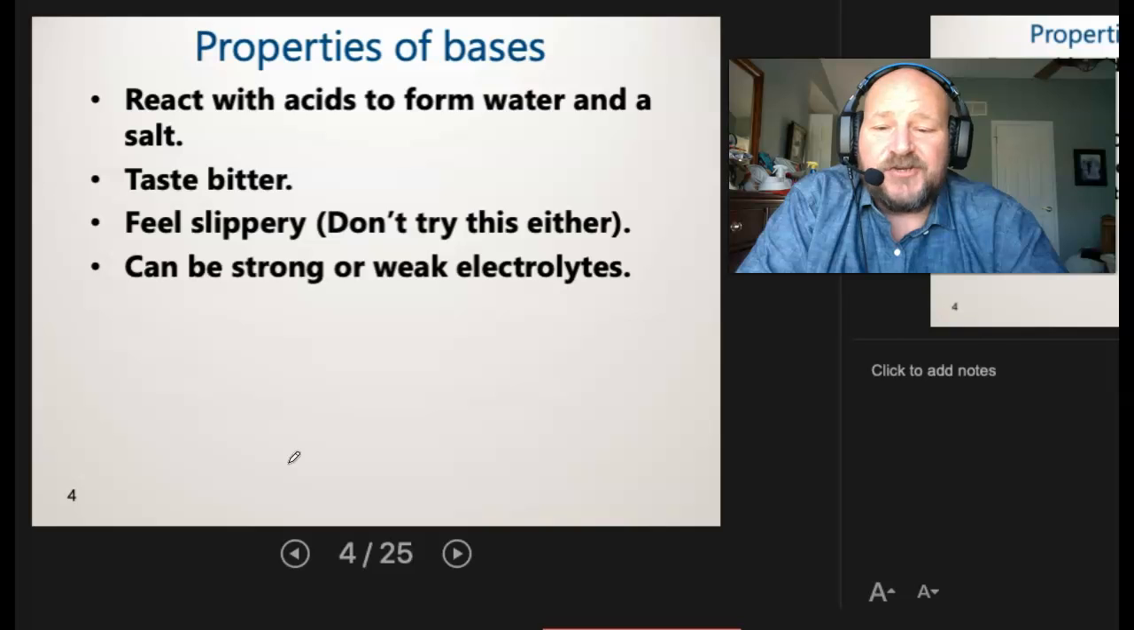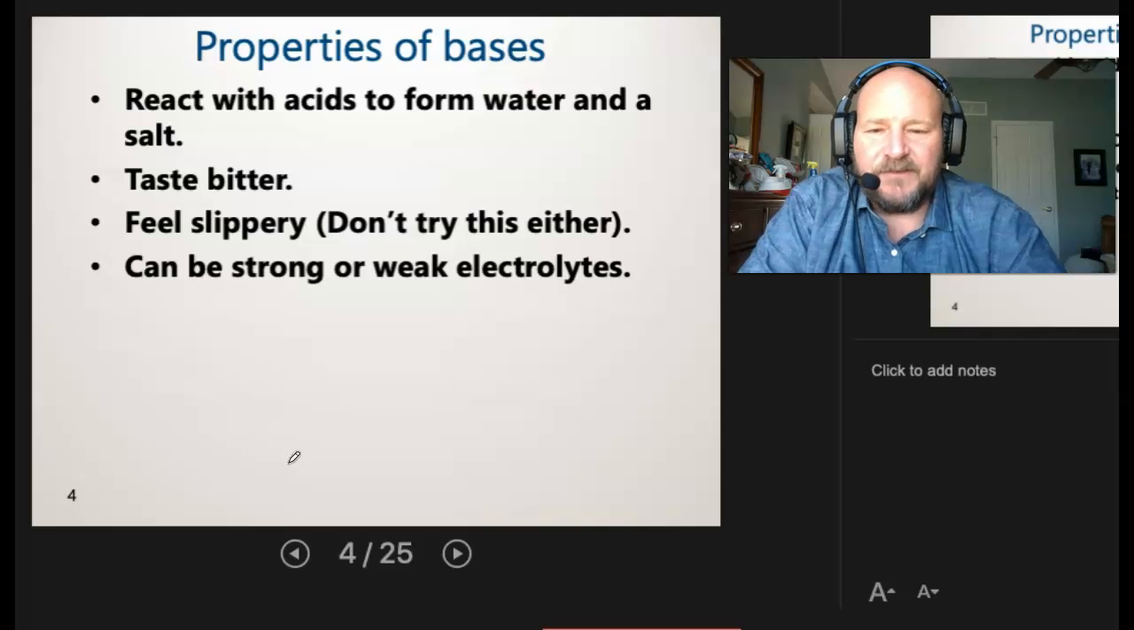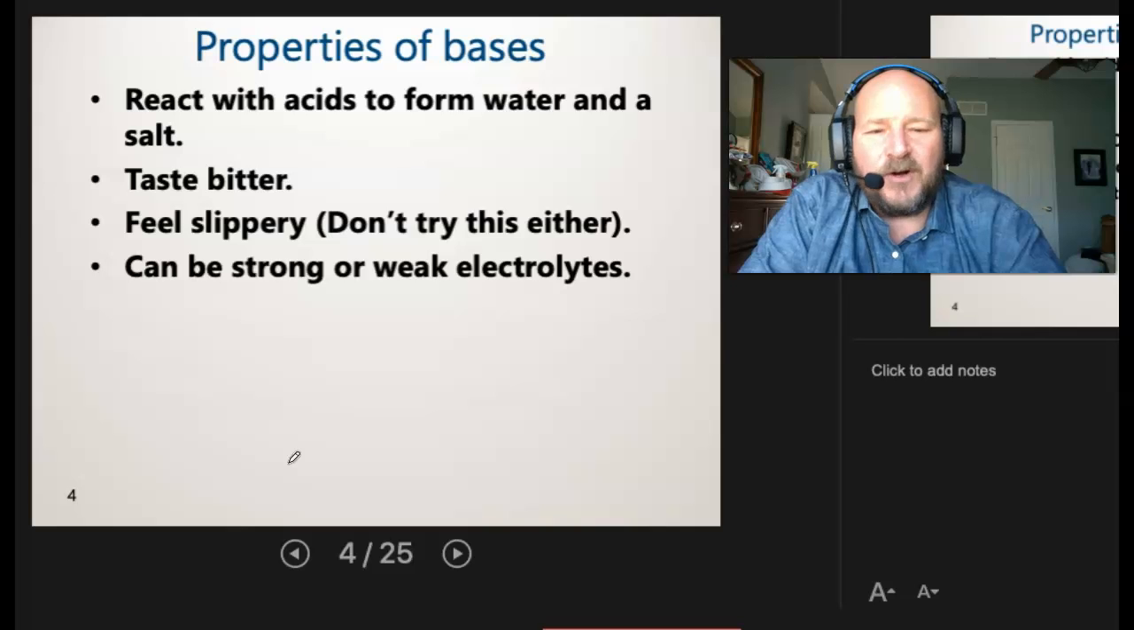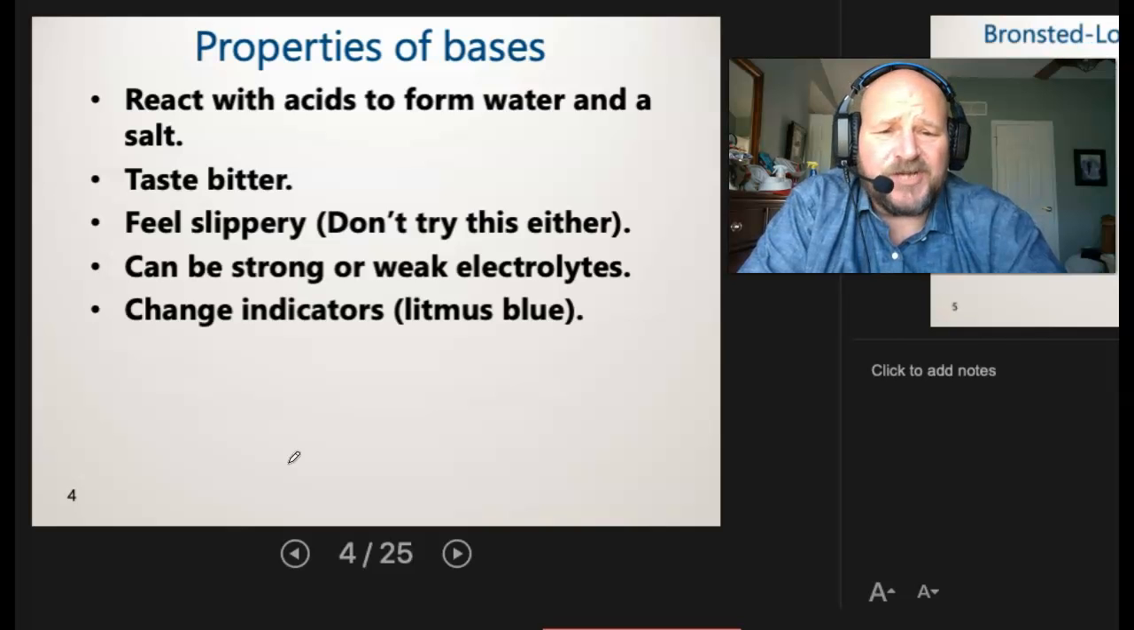They also can be strong or weak electrolytes. So again, bases ionize. Either they completely ionize if they're a strong electrolyte, strong base, or they'll partially ionize if they're a weak base. And bases will change litmus paper to blue. So acids will change it to red, bases to blue.